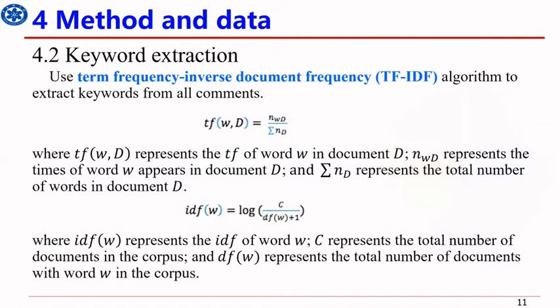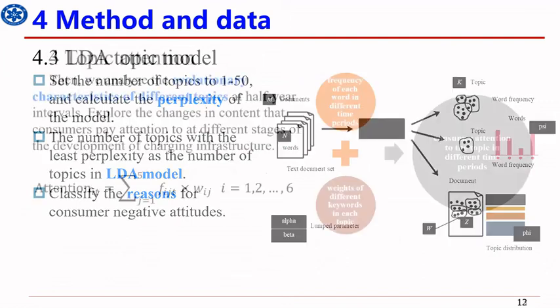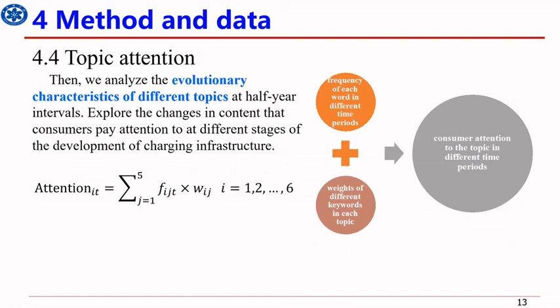Another method is keyword extraction. We use this method to get the biggest keywords. This is the topic model. We have a lot of comments, and from the comments we extract the main keywords. So we classify the reasons for consumer negative attitude from this method.